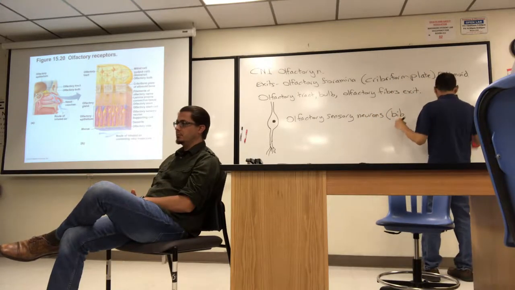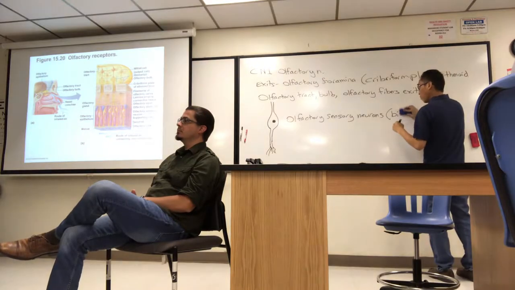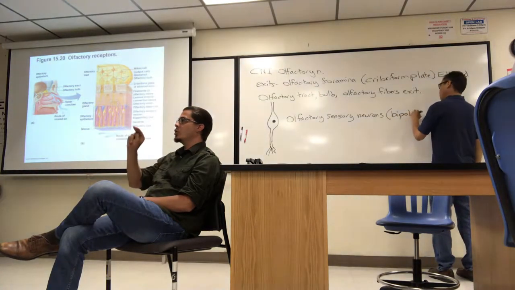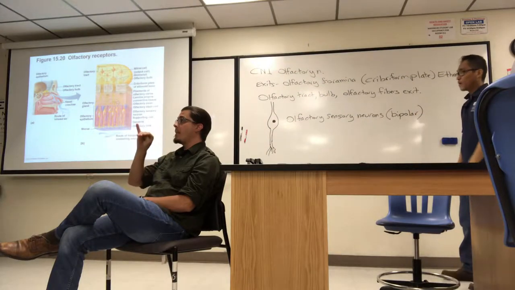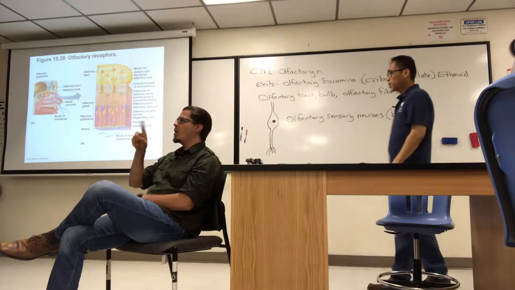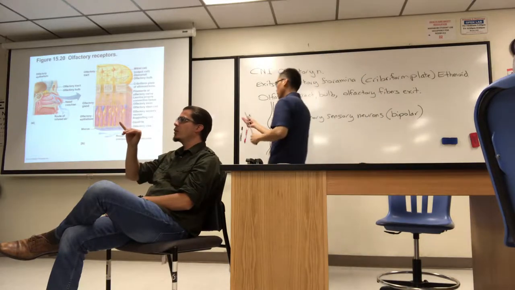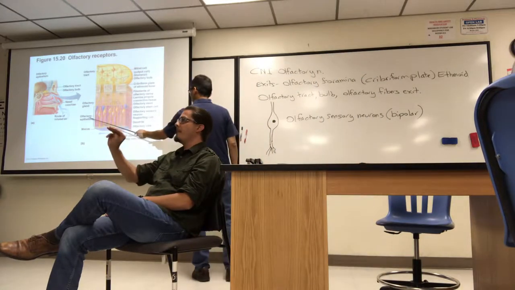So I'm writing, olfactory sensory neurons are bipolar. And they're within this structure called olfactory epithelium. Right there. Olfactory epithelium.